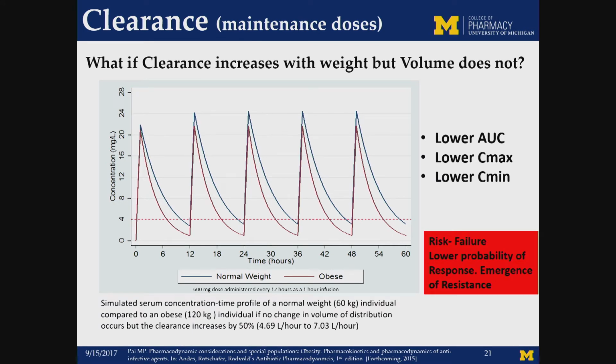Here's another simulation using the same principles again, a 120 kilogram versus a 60 kilogram individual. Because the clearance increases but the volume does not increase, what essentially happens is you will see a lower AUC. You will see a slightly lower Cmax over time because the Cmin and trough concentration is also decreasing, but the principal change is a reduction in the AUC. And so in this scenario, you will see the potential for failure if lower AUCs are associated with lower effect, and that's often a case that's seen. You'll also see propensity for emergence of resistance if the dose is not modified with increasing body size. So the solution in this scenario is the need for a higher dose, and really the need for a higher maintenance dose.